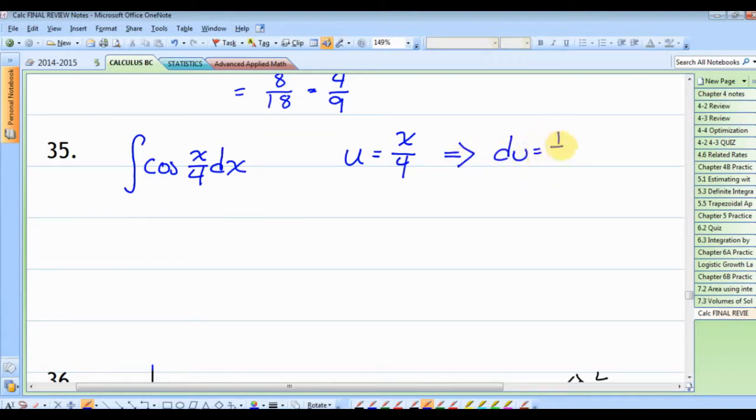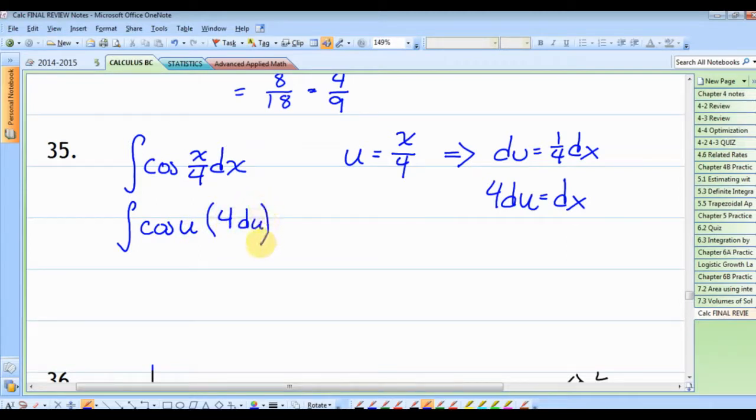So du equals 1/4 dx, 4 du equals dx. So this integral becomes the integral of cosine u times 4 du. The integral of cosine is sine, so this is 4 times sine u and the constant, which is 4 times the sine of x over 4 and that constant.